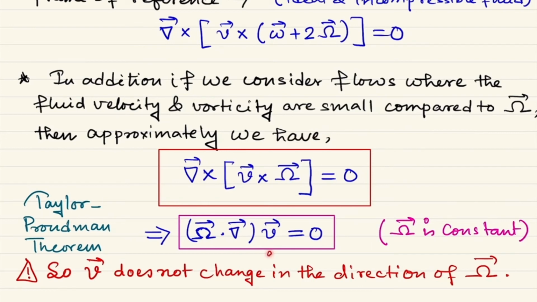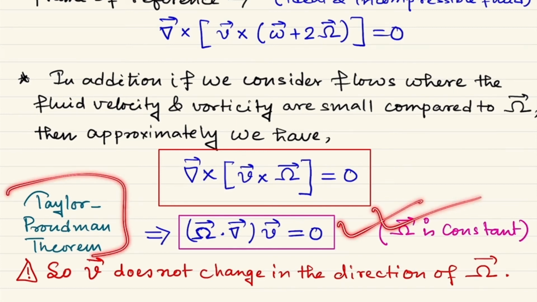So this one is true only when we are talking of ideal, incompressible, slow and steady motion of a fluid in a rotating frame of reference. So many things: ideal, incompressible, slow and steady. This theorem is known as the Taylor-Proudman theorem.